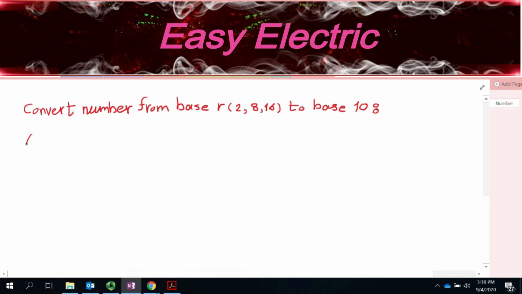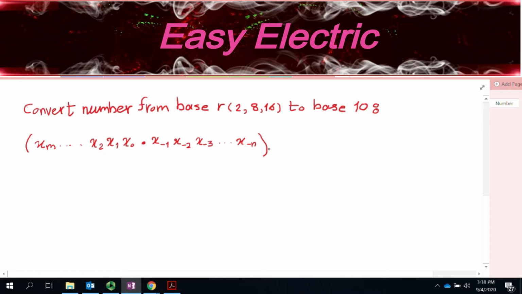Suppose you have this number, which is a number in base R. This number has a point. There are some digits on the left side of the point, which are x0, x1, x2, and the last one is xm. It could be any number of digits on the left side. And it has some digits on the right side of the point, so we label them as x-1, x-2, x-3, and end up with x-n.